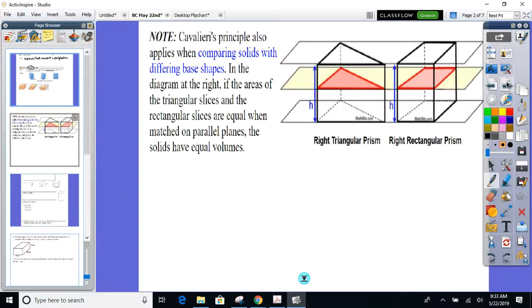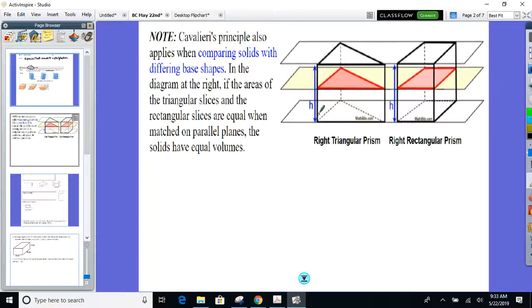Here's exactly what I'm talking about. What type of prism do I have here? A triangular prism versus a rectangular prism. And you're probably saying, well, they have to have different volumes. No, why not? They both have the same height. When I do a cross section this way of the triangular prism, I get a triangle. When I do a horizontal cut of the rectangular prism, I get a rectangle. But if both of these have the same area, overall, these two will have the same volume.